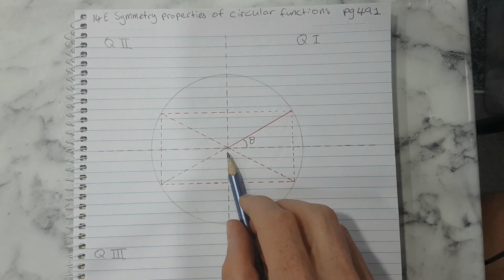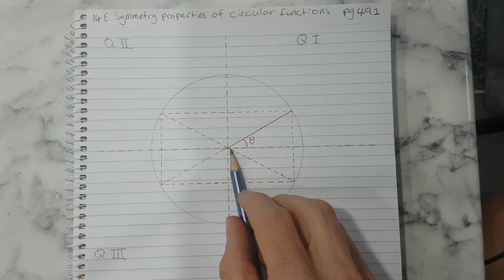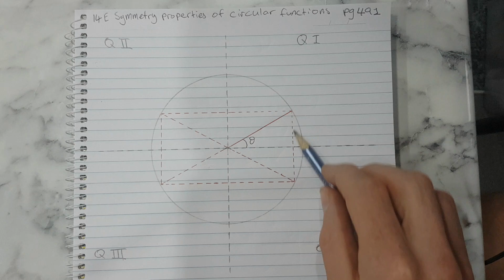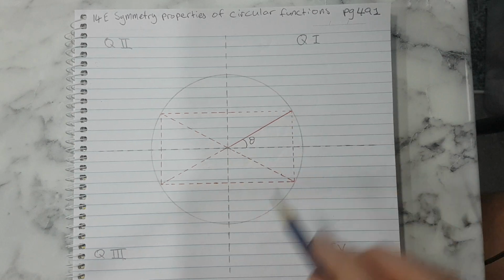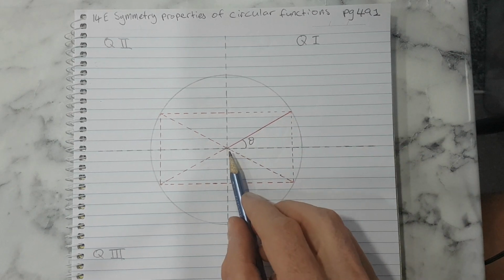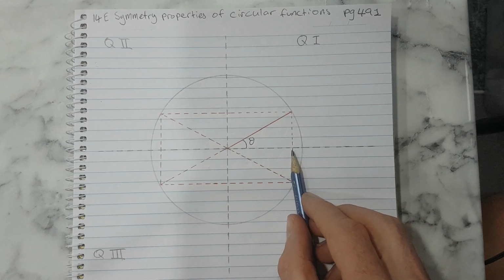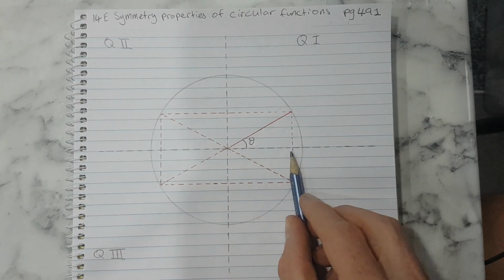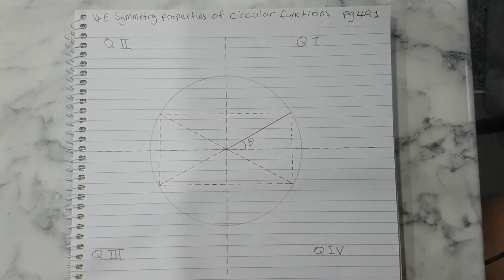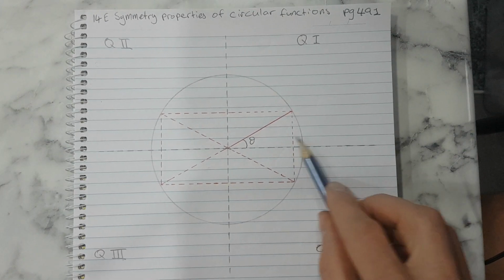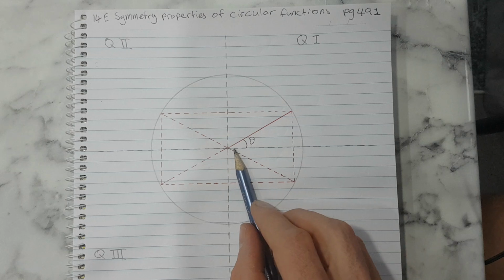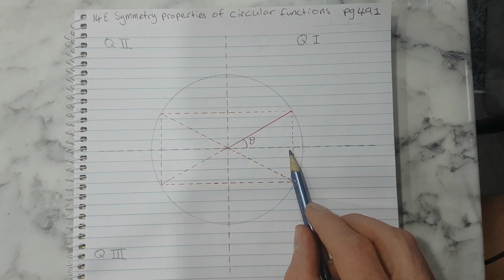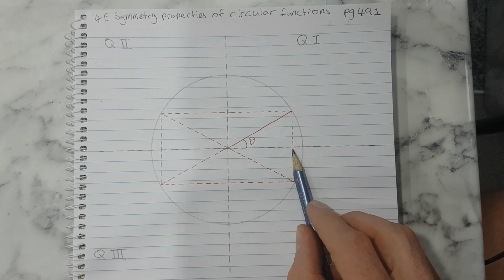For cosine, it's the adjacent side of this triangle, divided by the hypotenuse. Again, if it was a unit circle, it would just be this length up to here. And again, that's in what we would typically think of as the positive direction, in the x-axis direction. So the cosine of theta here is going to be positive as well.